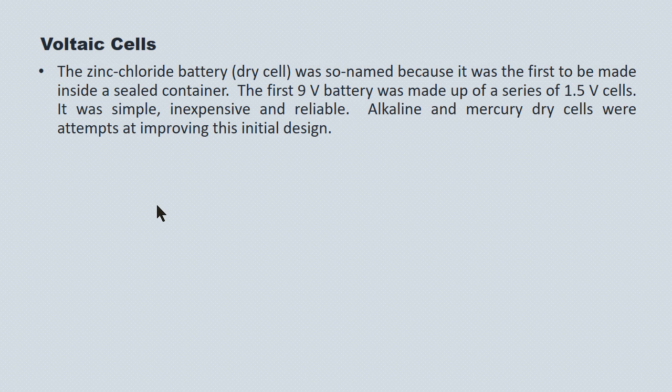The zinc-chloride battery was so named because it was the first to be made within a sealed container. It was named a dry cell. Historically, these were 9-volt batteries, and they were made up of a series of 1.5-volt cells, 6 of them in total. It was simple, inexpensive, and reliable. Ultimately, it was replaced by alkaline and mercury dry cells, which were an attempt to improve on the design.